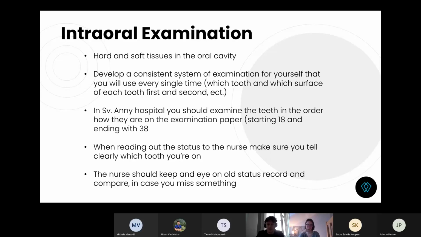For example, it happened a few times to me that I thought a tooth is healthy, and then my nurse or my classmate told me, oh, but there's actually a filling. And then I had to look again and thought, oh, yeah, actually, there's a composite filling I didn't see. So always have a look at the old status record and then just look for what changed. And this is a good way not to forget anything. Next slide.